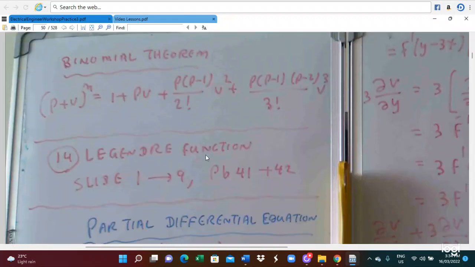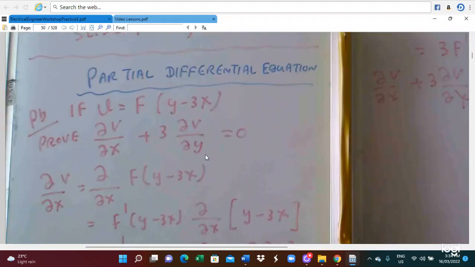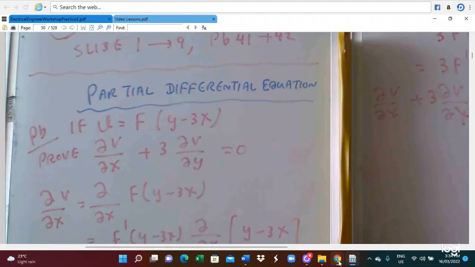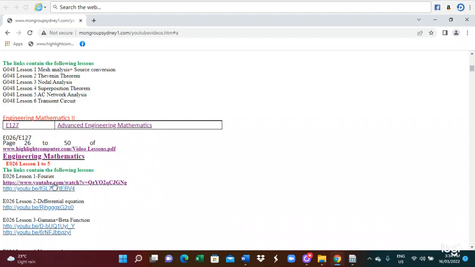So this is for the written notes. You have to download and read these pages 26 to 50. Then you also view the video lesson. Lesson 1, Fourier.